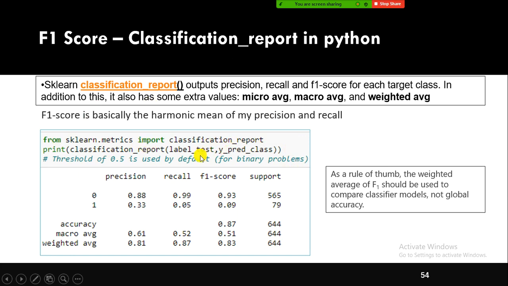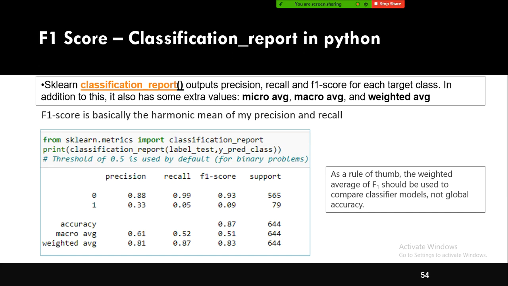If you pass the actual values for the test data set and the predicted class labels for the test data set as arguments to your classification report method, it will generate a report something like this, with classes 0 and 1. Here the precision is 0.88 for the negative class, the non-event, and recall is 0.99 and F1 score is 0.93. 565 is the support. What is support? Support is nothing but the number of occurrences of the given class in your data set.